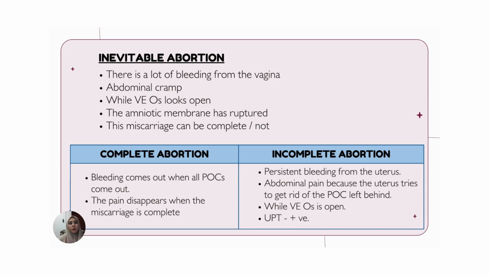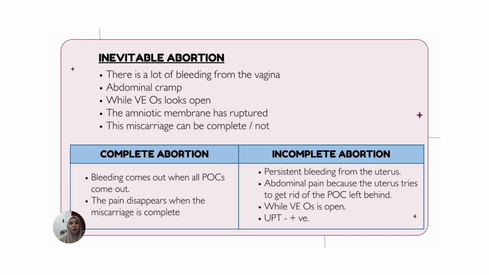For the inevitable abortion, the patient will have a lot of bleeding from the vagina, abdominal pain, and abdominal cramps. The vaginal examination also shows the os open, the amniotic membrane has ruptured, and the miscarriage can be complete or not. For the complete abortion, the symptom is bleeding when the products of conception come out. The pain disappears when the miscarriage is complete.